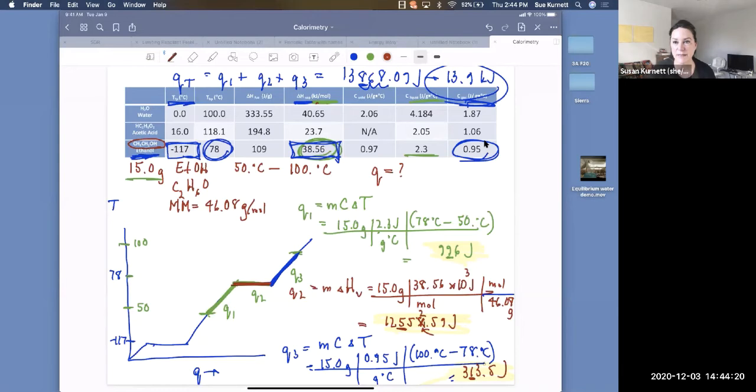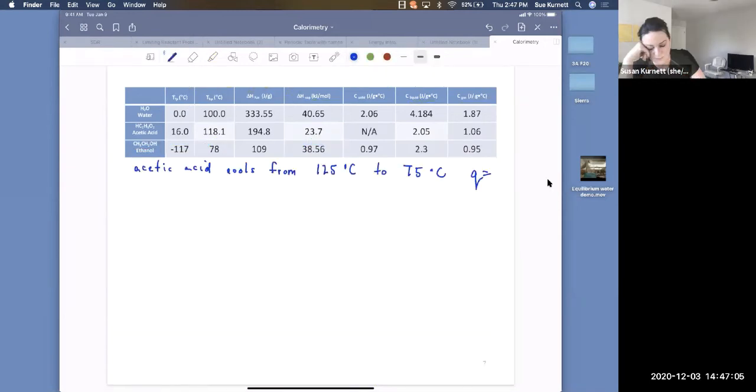Did anybody else get that final answer? I'm lost on what you're doing to get that final answer. Oh, I'm saying the total amount of energy I had to put in is Q1, 996 joules, plus Q2, 12,552, plus Q3, which is 313.5 joules. I'm adding all those individual Qs together.